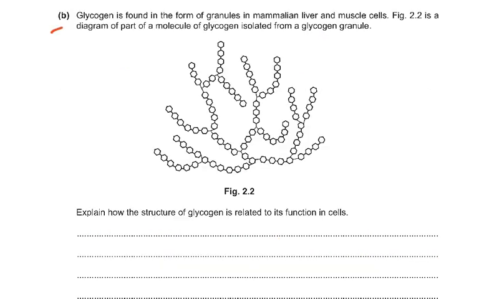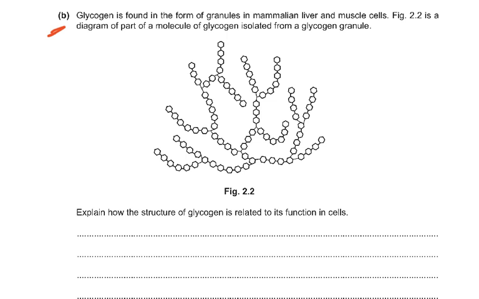Coming to the B part of the question, glycogen is found in the form of granules in mammalian liver and muscle cells. Figure 2.2 is a diagram of part of a molecule of glycogen isolated from a glycogen granule. Explain how the structure of glycogen is related to its function in cells. It's a very direct question. It's in the syllabus. Glycogen is a store of energy. Many branching points, so easy, faster addition, release of glucose. So they can be added and they can be removed as well.